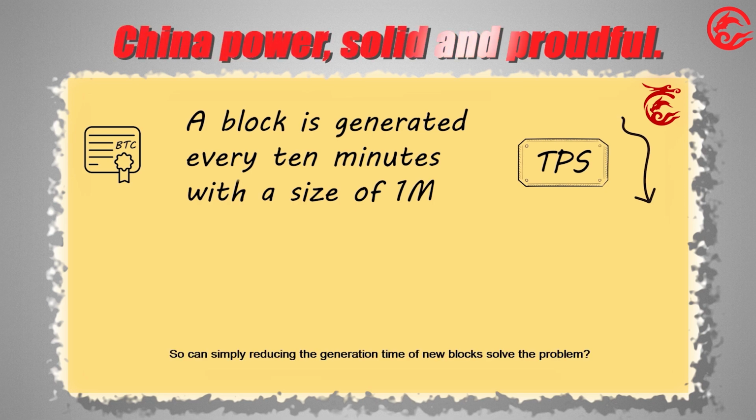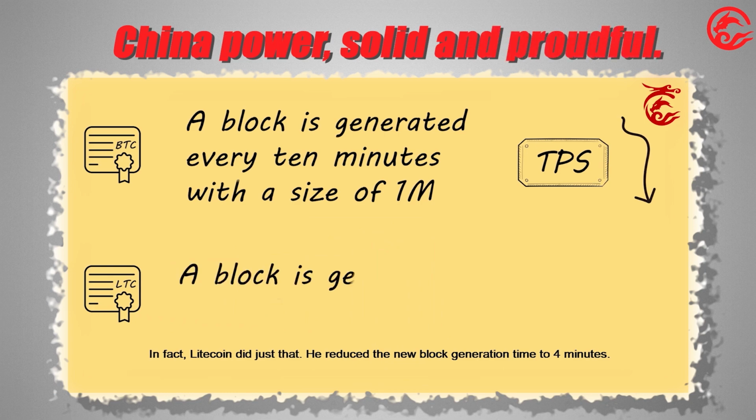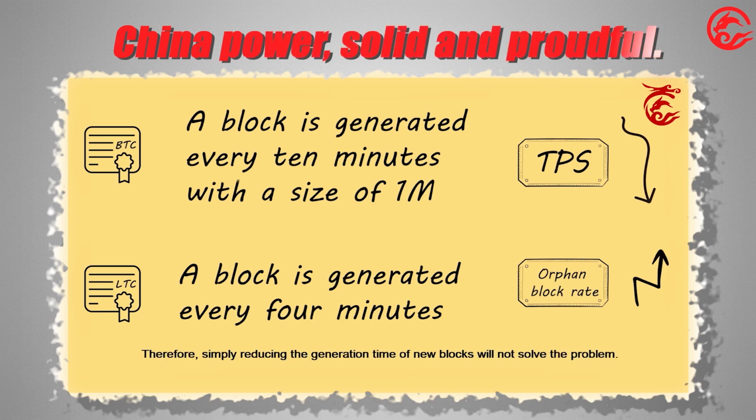So can simply reducing the generation time of new blocks solve the problem? In fact, Litecoin did just that. It reduced the new block generation time to 4 minutes. TPS reached 10, but the orphan block rate increased. Therefore, simply reducing the generation time of new blocks will not solve the problem.